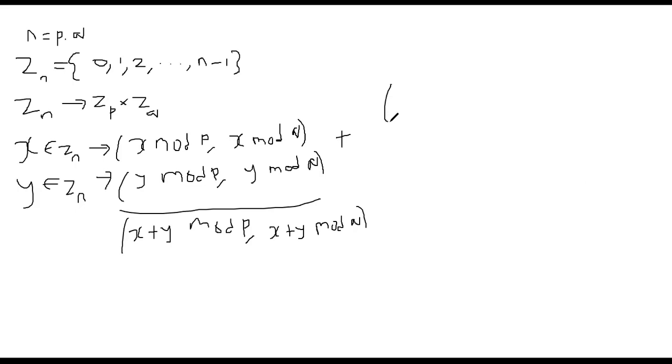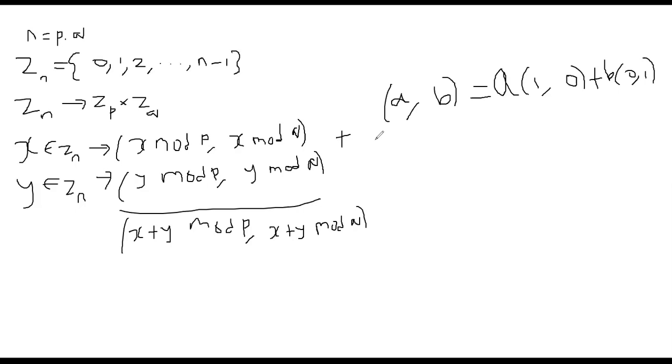Suppose I have a point a comma b. How am I going to get back to the original elements in Zn? I can rewrite a comma b as a times 1 comma 0 plus b times 0 comma 1. So the question now is, how do I get 1 comma 0 and 0 comma 1 mapped back to Zn? I can take 1 comma 0 and get back an element easily in Zn as follows.